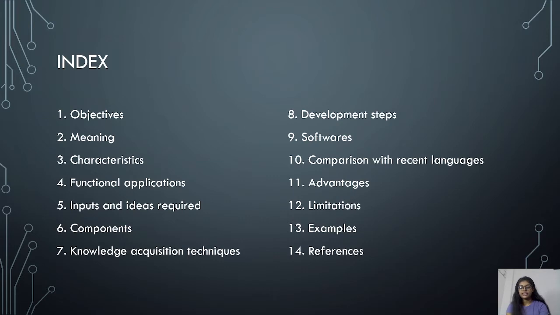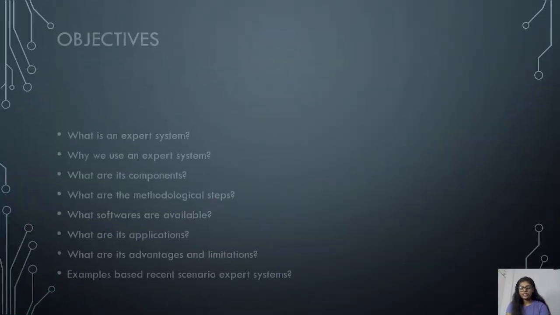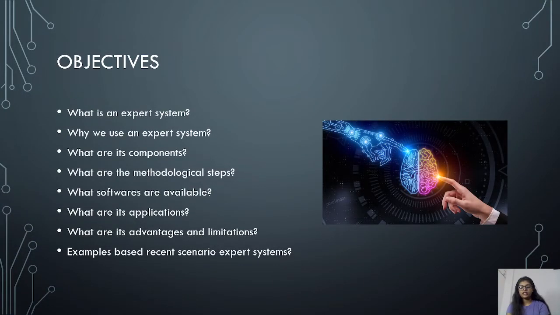This presentation aims at understanding an expert system, its components, its characteristics, its development and their use in the current scenario. During this presentation, we'll be able to answer certain questions about an expert system, like what exactly is an expert system, why we use an expert system, what are its components and development stages, various software that can be used to build it, its applications, advantages, limitations, examples, etc.